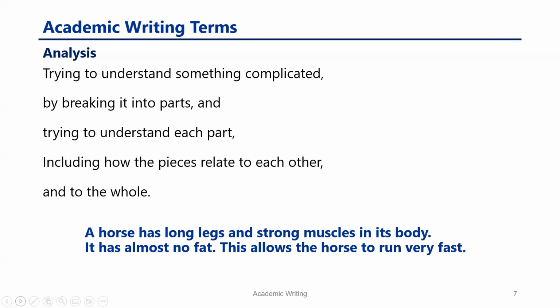So here's an example of analysis. A horse has long legs and strong muscles in its body. It has almost no fat. This allows the horse to run very fast. So we've taken the idea of a horse and broken it down into smaller parts about the horse so that we can understand it better.